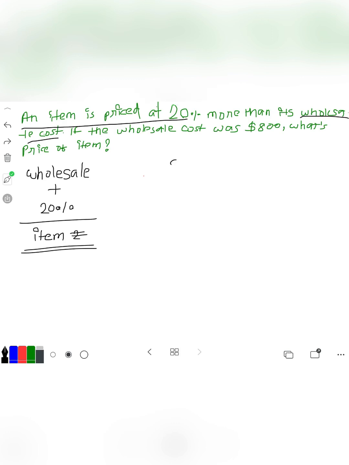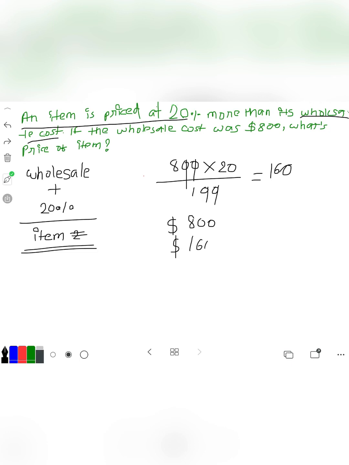So how will we find the 20%? The wholesale cost is given as 800, and we'll just find out the 20% of 800. So finding the 20% of the 800, we get the answer as 160, and as explained in the equation, 160 plus wholesale cost, 160 plus 800, we'll get the answer as 960. So we get the answer as the dollar of 960. So the price of the item is $960.